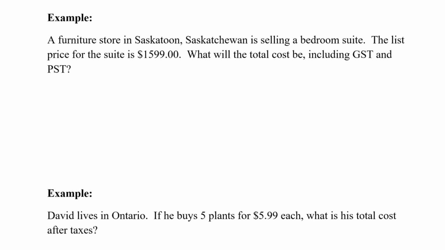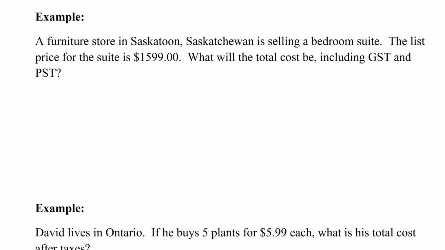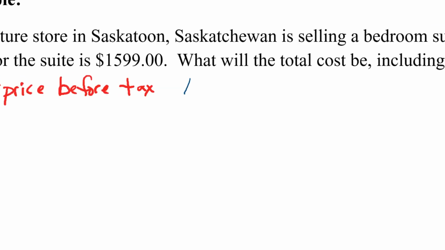Let's try our first example. It says there's a furniture store in Saskatoon, Saskatchewan, and it's selling a bedroom suite. The list price for the suite is $1,599. Now, list price really means the same thing as the price before tax. So, and that's $1,599, right? What will the total cost be including GST and PST? Okay, so the first thing we can say is, all right, the price before tax is $1,599.